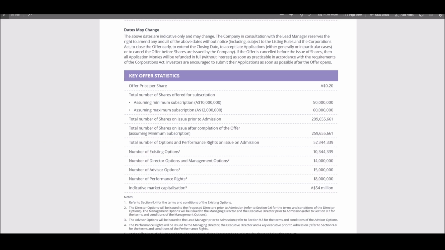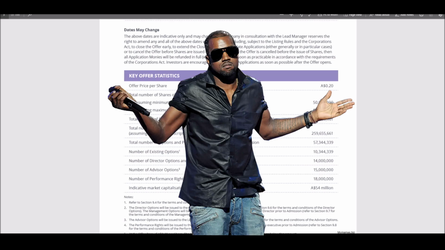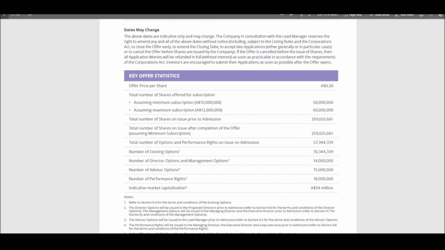So if we have a $5 million company, then you'd be going, look, there's some upside to this business. But if it was a $200 million market cap business, you'd be going, really, it's a bit much. So we look over here in the key offer statistics in the prospectus, and we can see they're offering shares at 20 cents, and they're issuing about 60 million at the high end, at the maximum end. So they're going to raise $12 million.